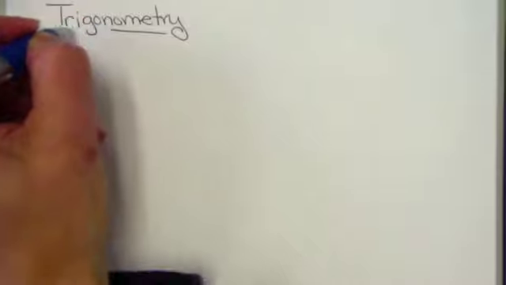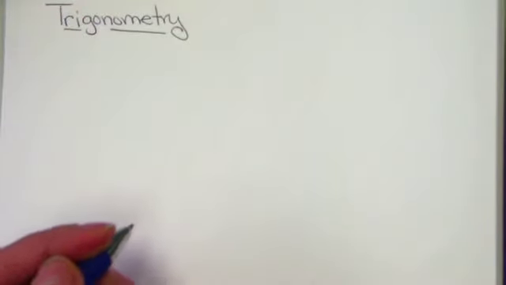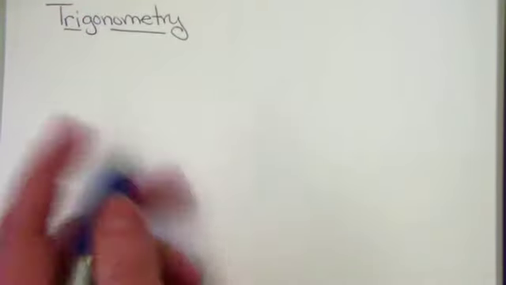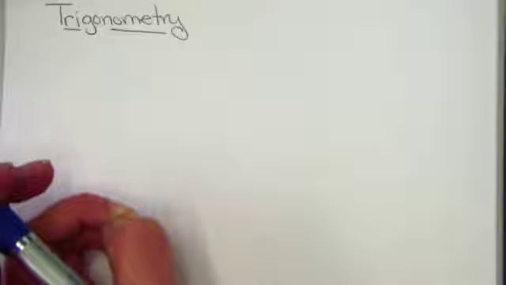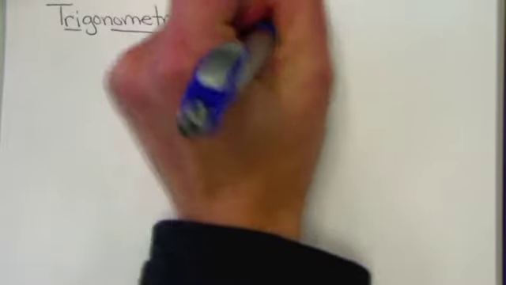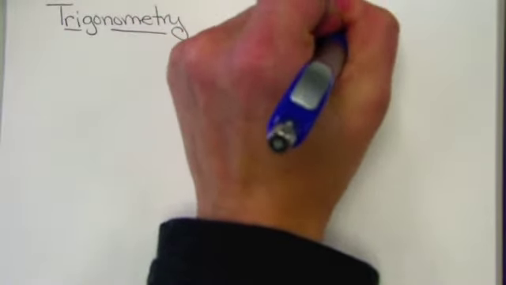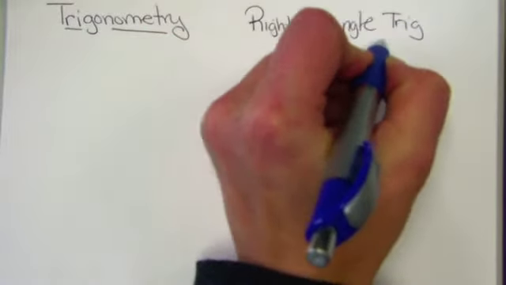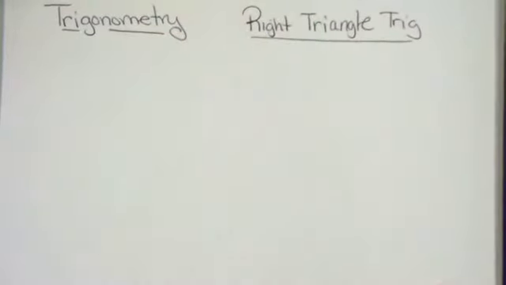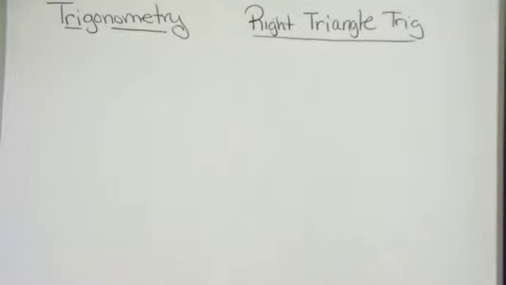Trigonometry is a branch of mathematics that studies triangles and the relationships between the lengths of the sides of the triangles and the angles that are between the sides. For the purpose of this unit, we are going to be studying right triangle trig. So the only triangles that we are going to be dealing with are right triangles.